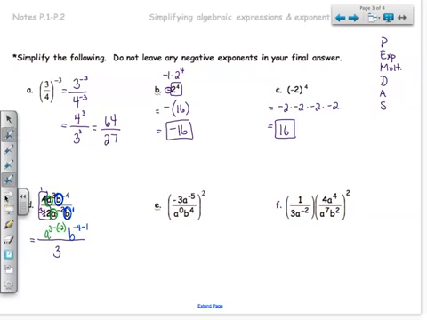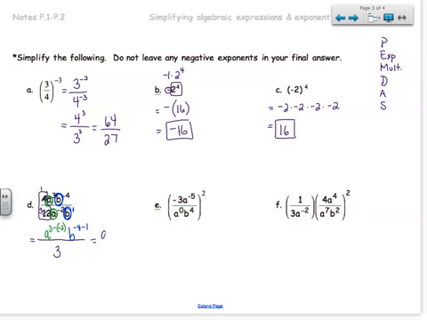Now if I simplify those, I get A to the 5th, B to the negative 5th over 3. And then I can't leave that as my answer with that negative exponent. So I'm going to flip my B to the negative 5th to the bottom and make it B to the positive fifth. And that would be my final answer then.